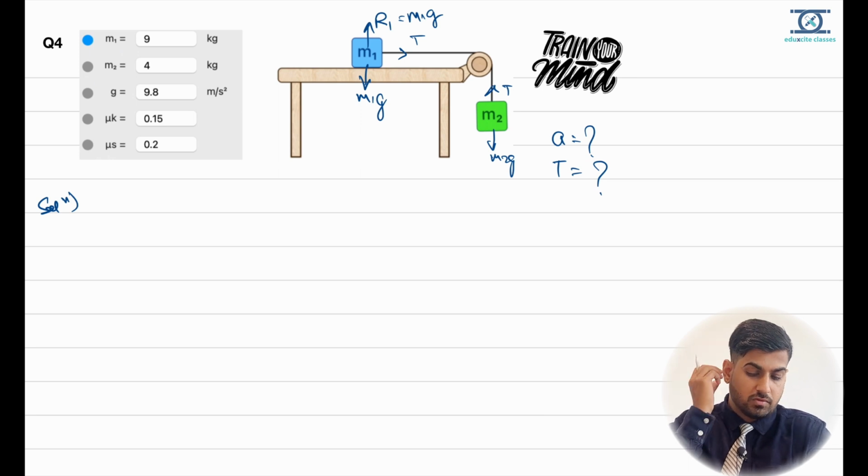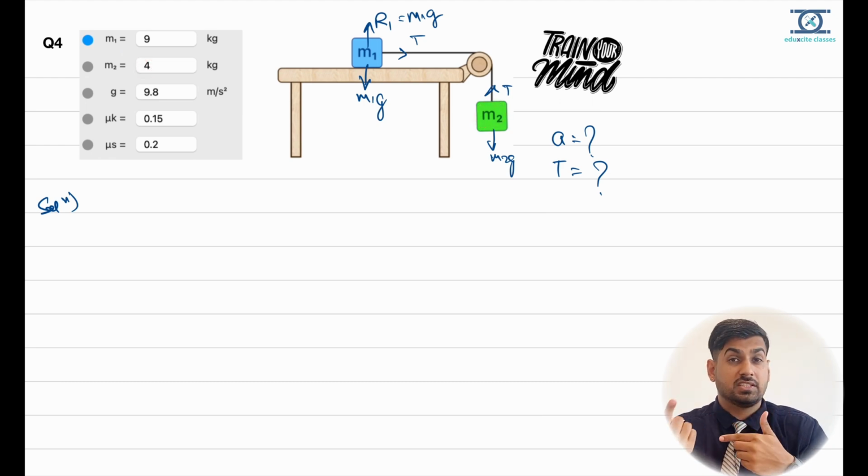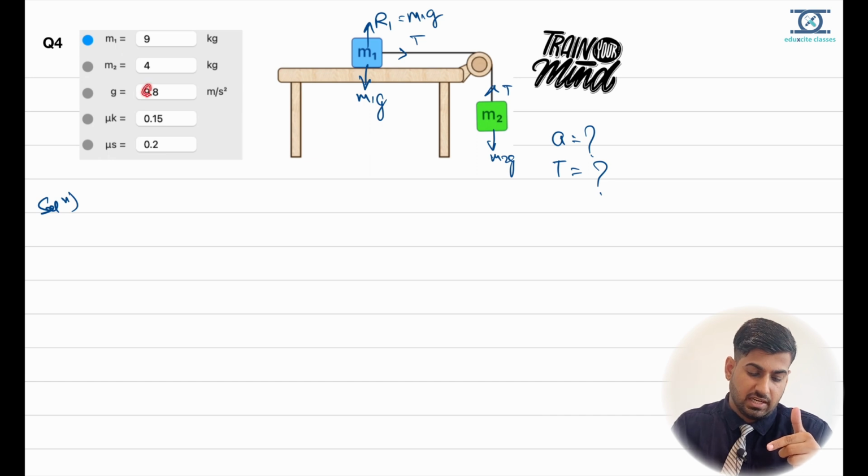Now first you have to look whether the object will move or not. How to look? For simplicity, m2g, m2 is 4, just to check whether this will move or not, I am taking g as 10. So this will be 40. If it is not moving, then the tension will be equal to the weight of the block, so tension will be 40 Newton.